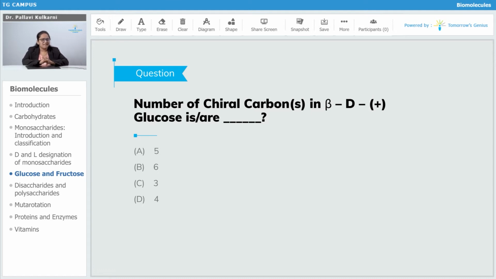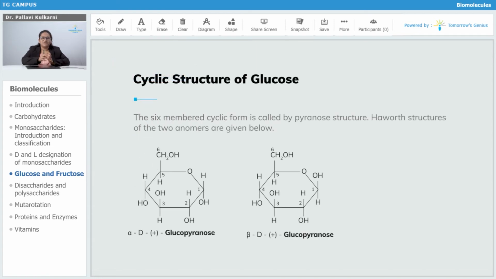A chiral carbon atom is a carbon which is attached to a total of 4 different atoms or groups. Let us see the structure of beta D glucose to find out how many chiral carbon atoms are there. You can see the structure of beta D glucose here, which is the second structure. Let us count the number of chiral carbons in it.